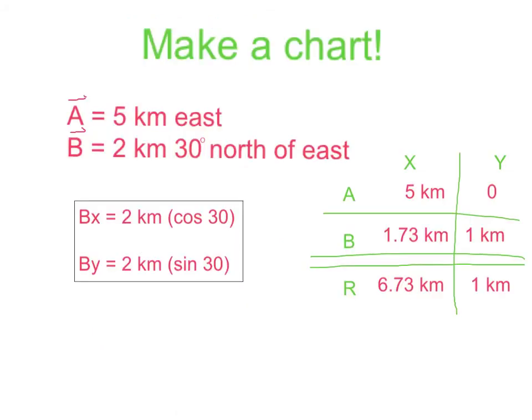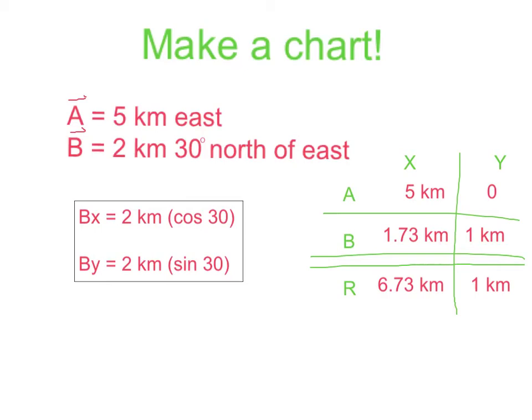So in order to add two vectors together that don't lie along the same line, we need to get organized. And the best way to get organized is to make a chart. Here's an example. Here we have vector A, which is 5 kilometers to the east, and vector B, which is 2 kilometers, 30 degrees north of east, the vector you saw in the last slide. Since these vectors don't lie along the same line, we have to fix that. So we can break vector B down into its x components and its y components. The x components lie along the east-west line, and the y components run north and south.